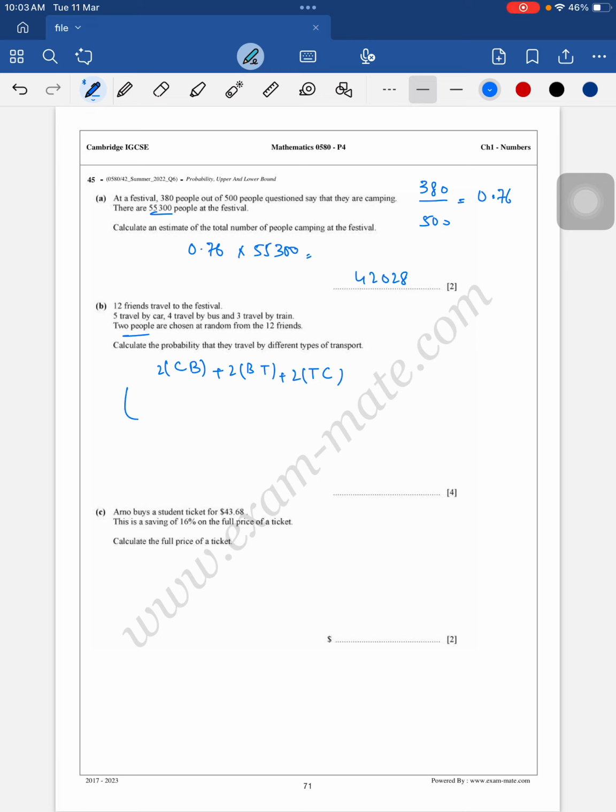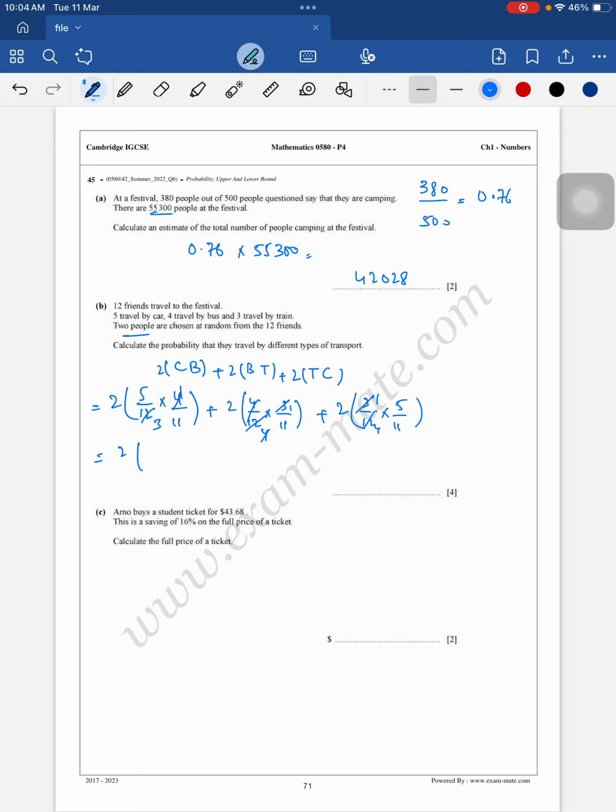Okay, solving it: by car, it will be 5 upon the total people, 12, so 5 upon 12, multiplied by buses 4 by 11, plus buses 4 by 12 and train is 3 by 11, plus train is 3 by 12 and car is 5 by 11. Clear? So 4 ones are 4, 4 3s are 12, 3 ones are 4, 3 4s are 12, the 4s cancel, 3 1s are 3, 3 4s are 12.